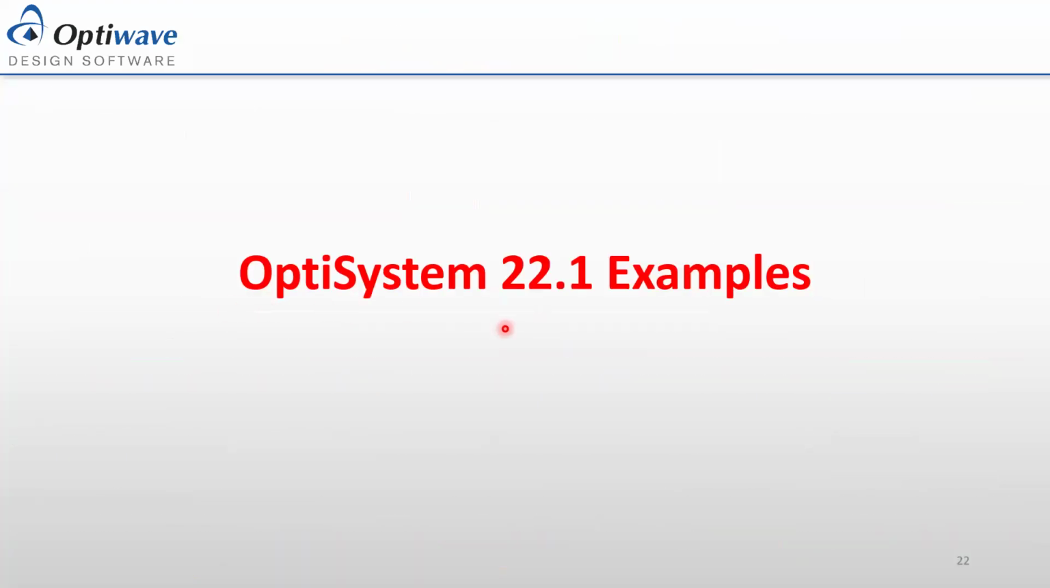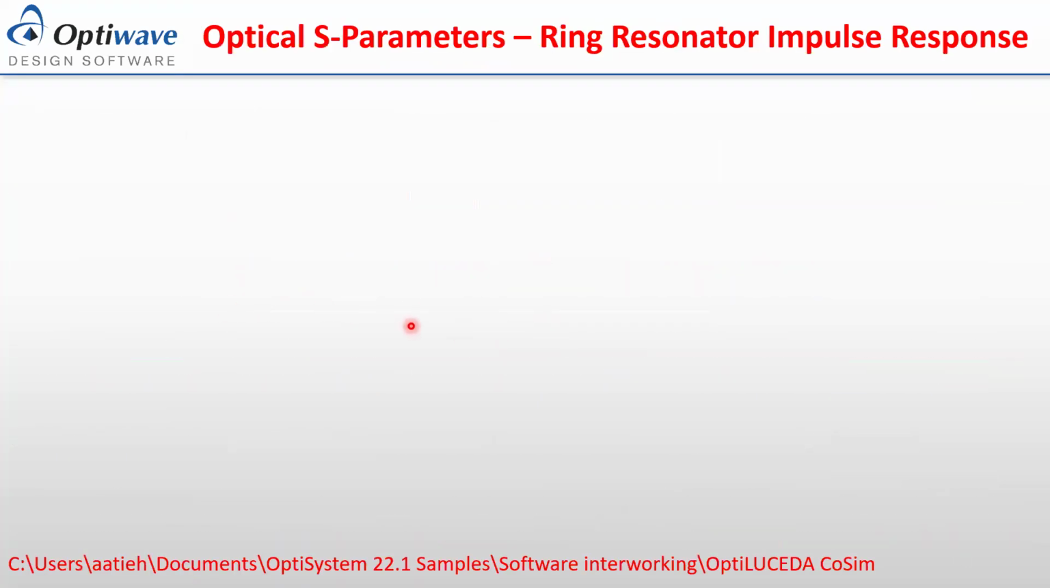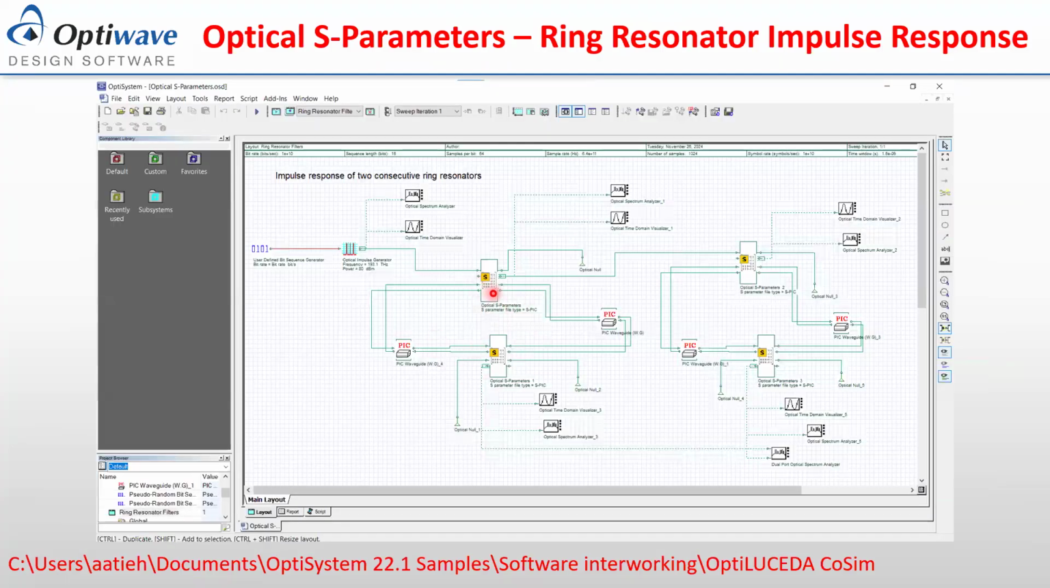Okay, next are the examples. We'll start with the first, this example about the ring resonator impulse response. We can use the optical S parameter component and the PIC waveguide here to build a ring resonator. So you can have a coupler here. You can control the separation, the length of these waveguides, and then the waveguides of the straight part. And then you can build a ring resonator, a single one or multiple of them. And then you can study it using an impulse response here.